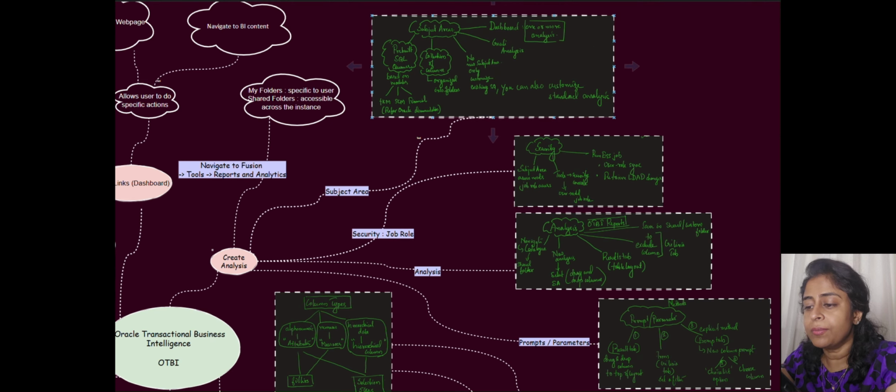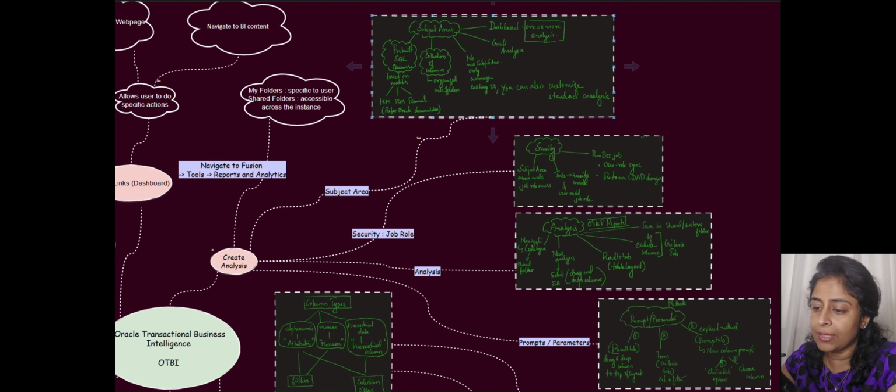You can access the reports and analytics by navigating to Menu, Tools, Reports and Analytics. This will take you to the Browse Catalog section. This is your central hub for report management. Here you will see two folder types: My folders for personal reports and shared folders for organization-wide access. In a real-world scenario, always use the shared folder with custom subfolders for team collaboration.